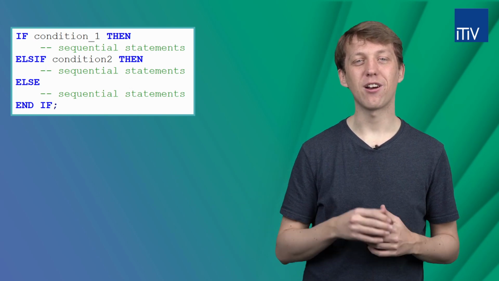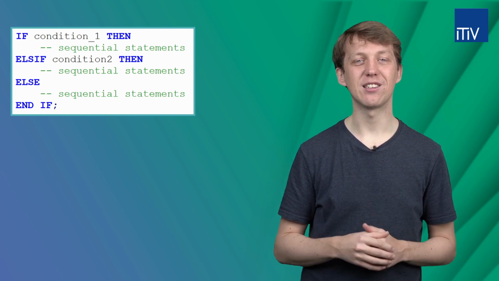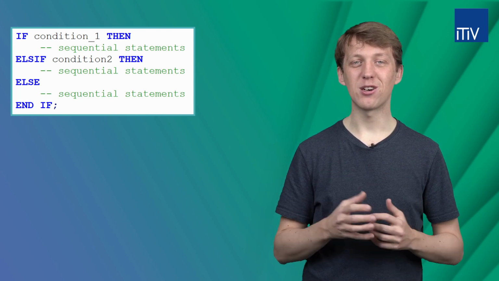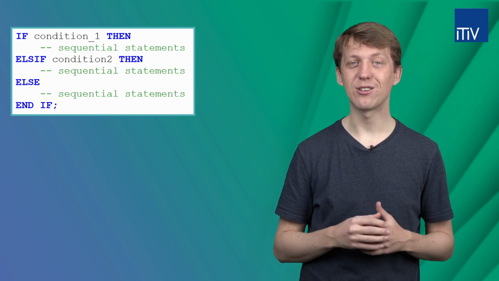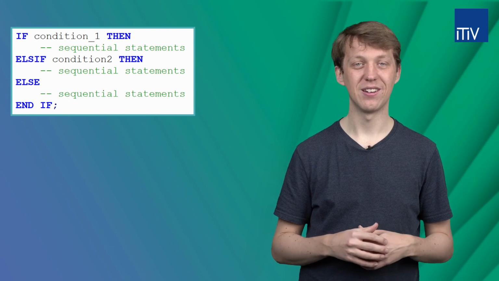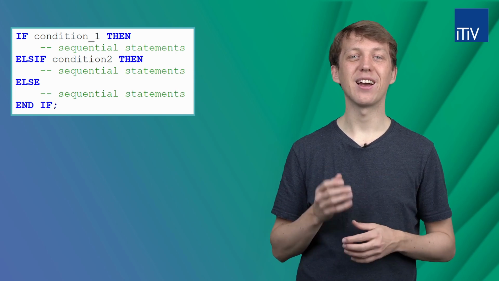Note the spelling of elsif, which can be used to test another condition in case condition 1 is not true. It is also possible to define sequential statements in case all tested conditions are false using the else statement. Finally, the if block always ends with the end if and a semicolon.